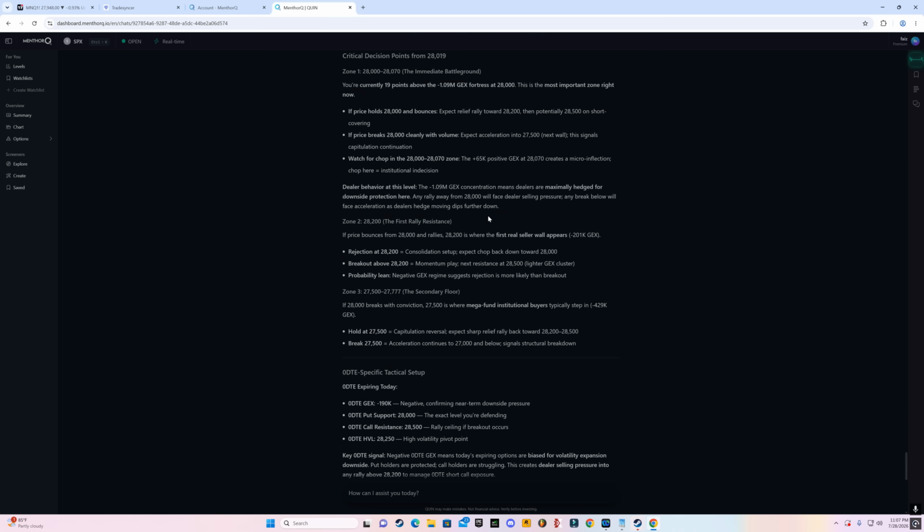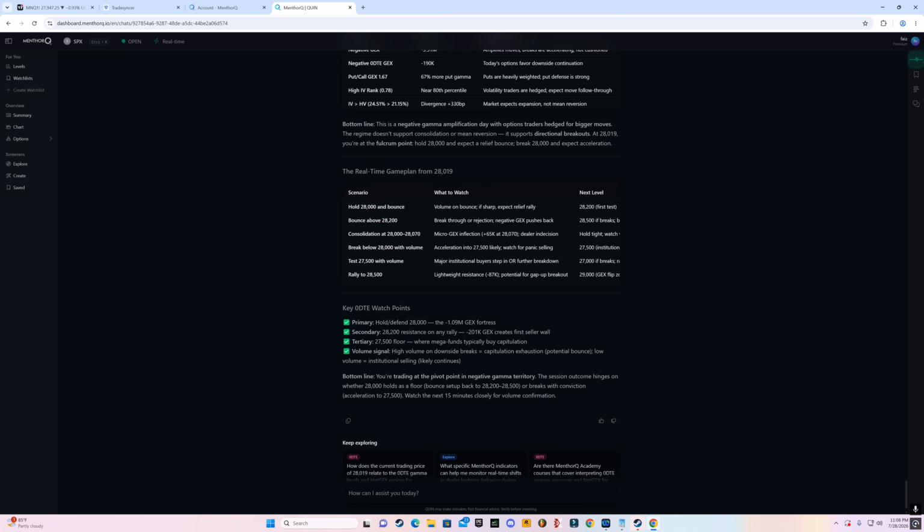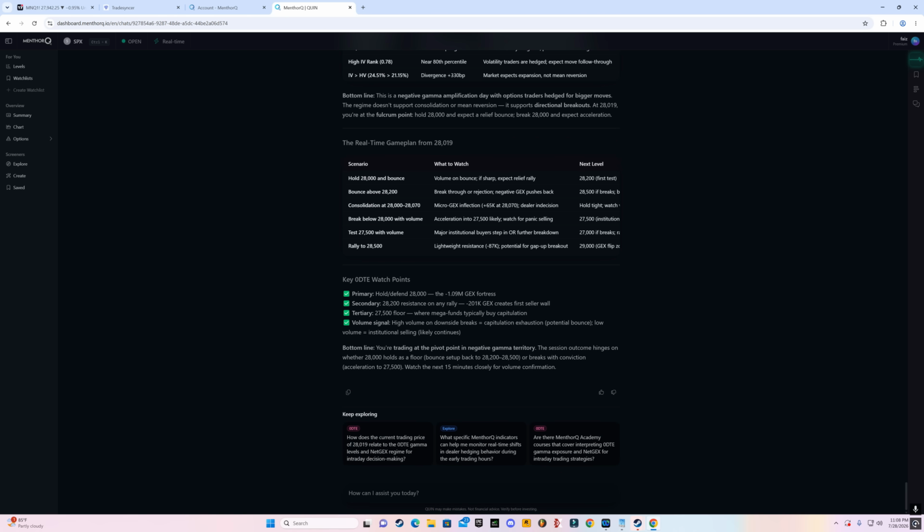But the most important thing it does, it just gives me this simple bottom line and also the 0DTE watch points, right? So for today, the bottom line was you are trading at the pivot point in a negative gamma territory, right? So I know that we're going to see expansion moves, right? We're not going to see consolidation. We are in a negative gamma regime. So we're going to see price being aggressive either to the upside or to the downside.